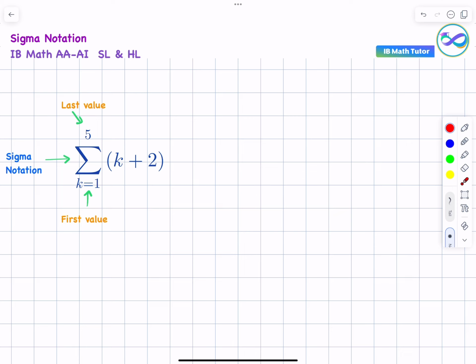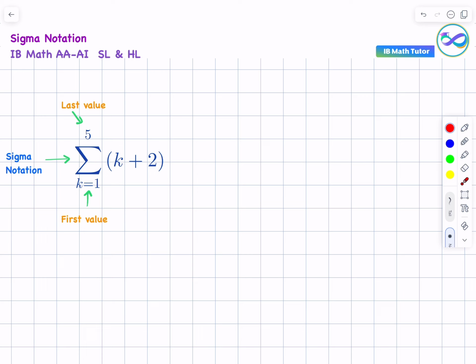So first, here we have the Greek letter that represents sigma notation, which is always a summation notation that represents the sum of numbers. Here, the lower number represents the first value of k that we're going to replace in the general term. And the upper number represents the last value of k that we will replace. So here, k starts from 1 to 5. And of course, it goes up only by whole numbers, like 1, 2, 3, up to 5.